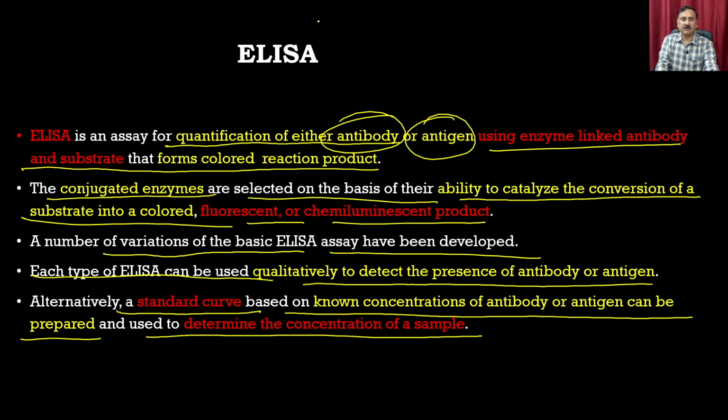So you can have three or four different types of ELISA. You can have the direct ELISA, the indirect ELISA, the sandwich ELISA, or the competitive ELISA.